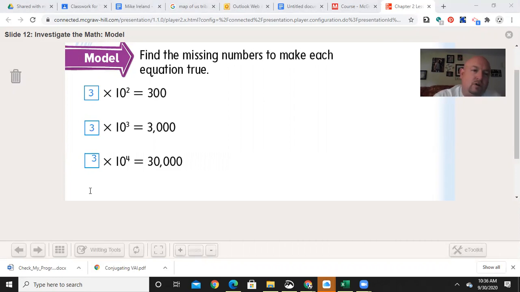The number of zeros, when you're multiplying by tens or by a factor of 10, is determined by the number of zeros right here. Notice the exponent. The exponent's 2, there's 2 zeros. The exponent's 3, there's 3 zeros. The exponent's 4, there's 4 zeros.